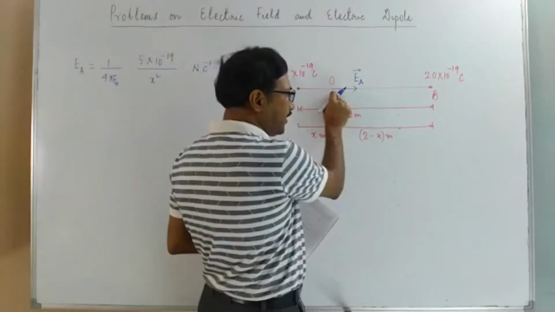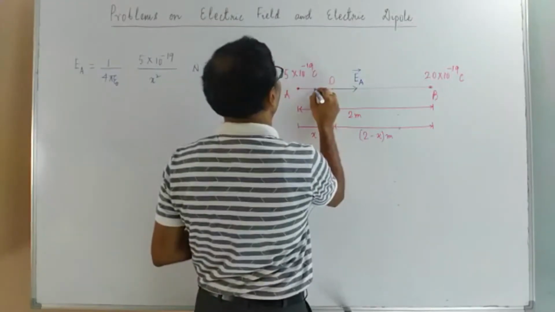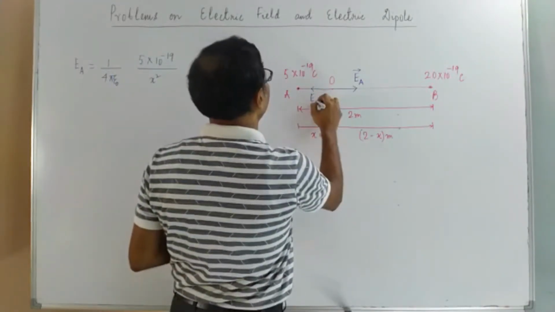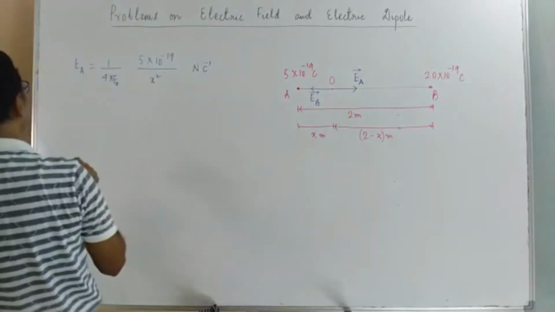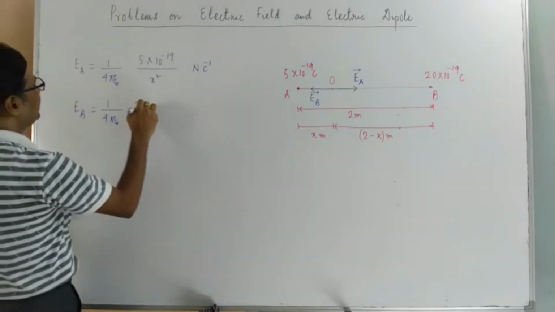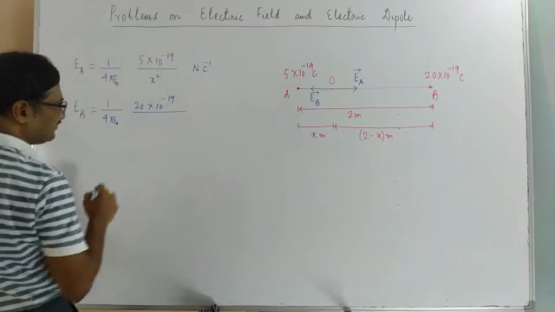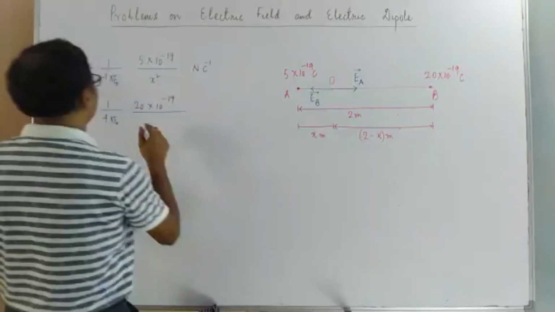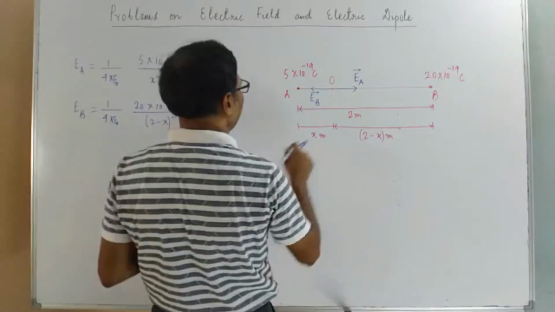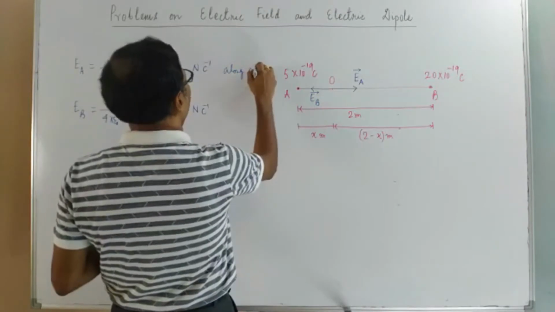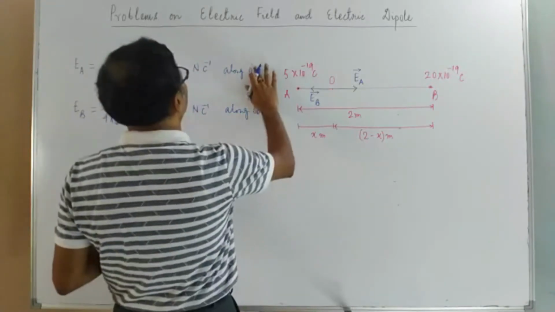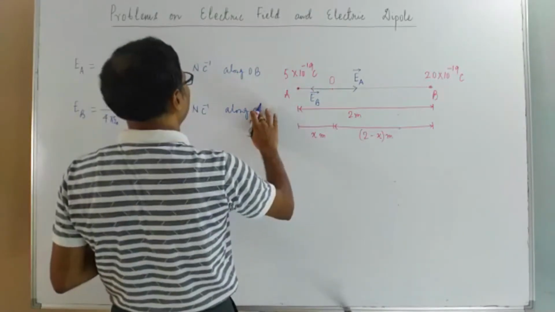The electric field produced at point O due to this charge will be along OA, because again this is a force of repulsion. Let it be EB. So the magnitude of EB is 1 by 4 pi epsilon 0 into 20 into 10 to the power minus 19 divided by this distance square, so 2 minus x whole square Newton per coulomb. So if you write the direction, EA acts along OB and EB acts along OA.